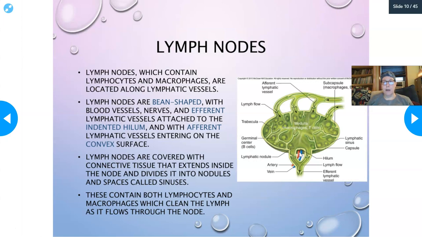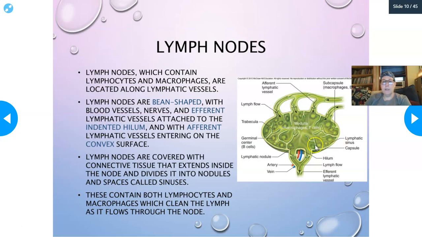Okay, so let's talk about the lymph nodes. The lymph nodes, which contain lymphocytes and macrophages, are located along lymphatic vessels. As the fluid is trying to return to the venous system, it will move automatically through these, think stop points, waypoints. They're lymph nodes it's going to have to move through. As it moves through these lymph nodes, it's going to be checked and filtered, and those lymphocytes and macrophages will remove any bacteria and viruses and things like that and be activated.